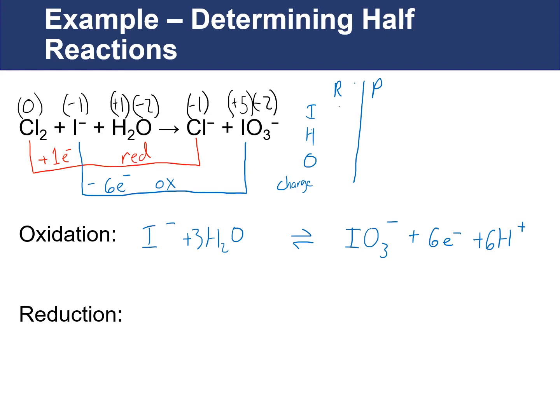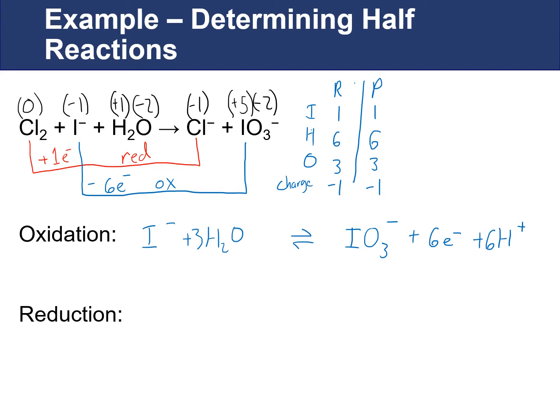On the left-hand side, we have 1 iodine, 6 hydrogen, 3 oxygen, and the overall charge. The only thing that has a charge on it is the iodide ion, and that has a -1 charge. So the sum of the charge on the left is -1. For our products, we have the IO3 minus, so there's 1 iodine there. We have 6 hydrogens, and we have 3 oxygens. The overall charge is -1 from here, -6 plus 6, so we would have a -1. The numbers all work out, therefore this half reaction is balanced.